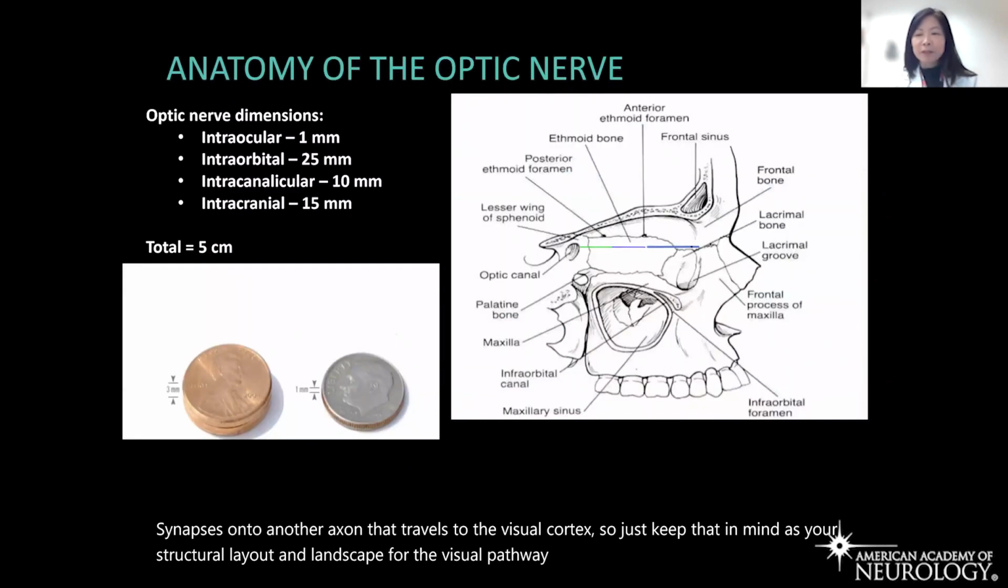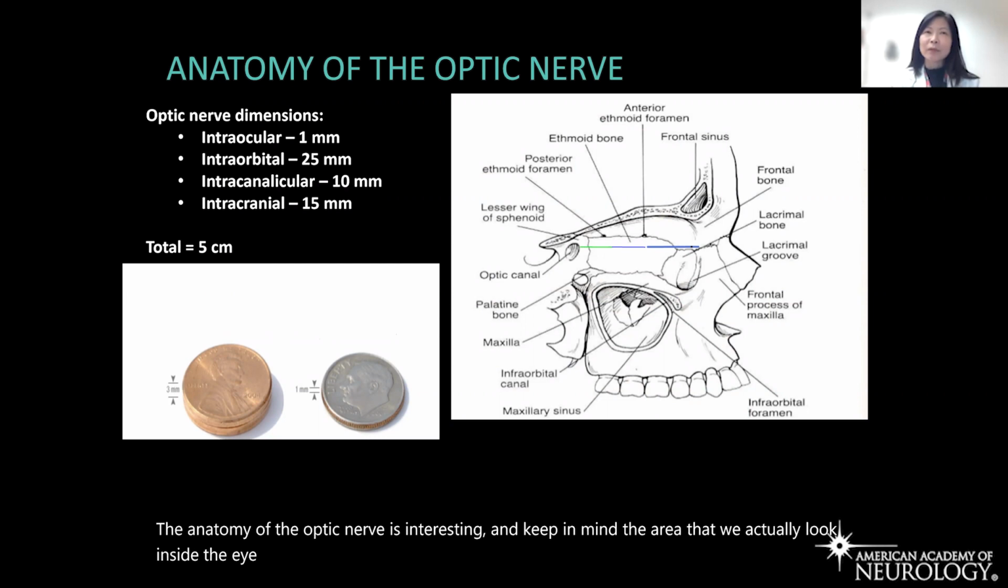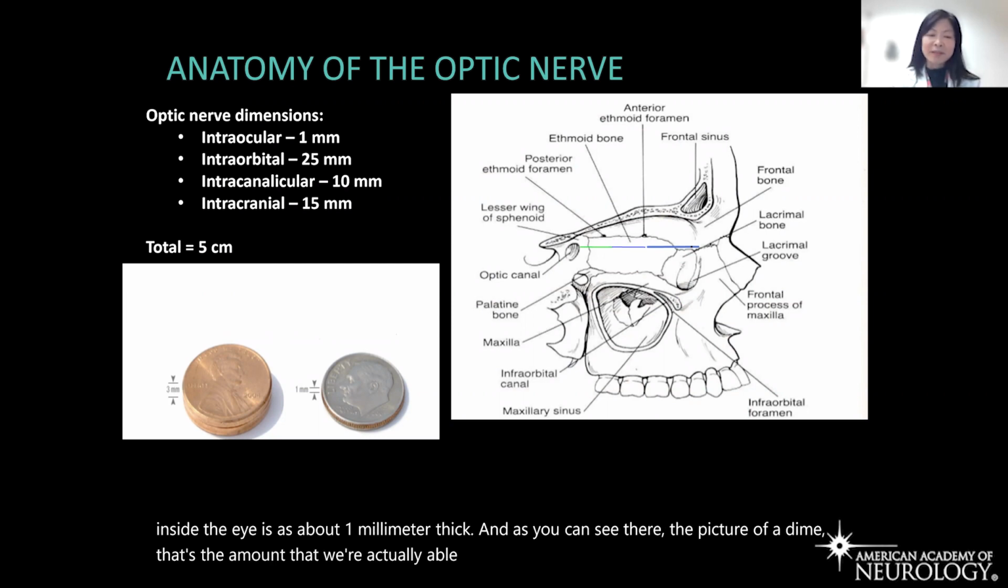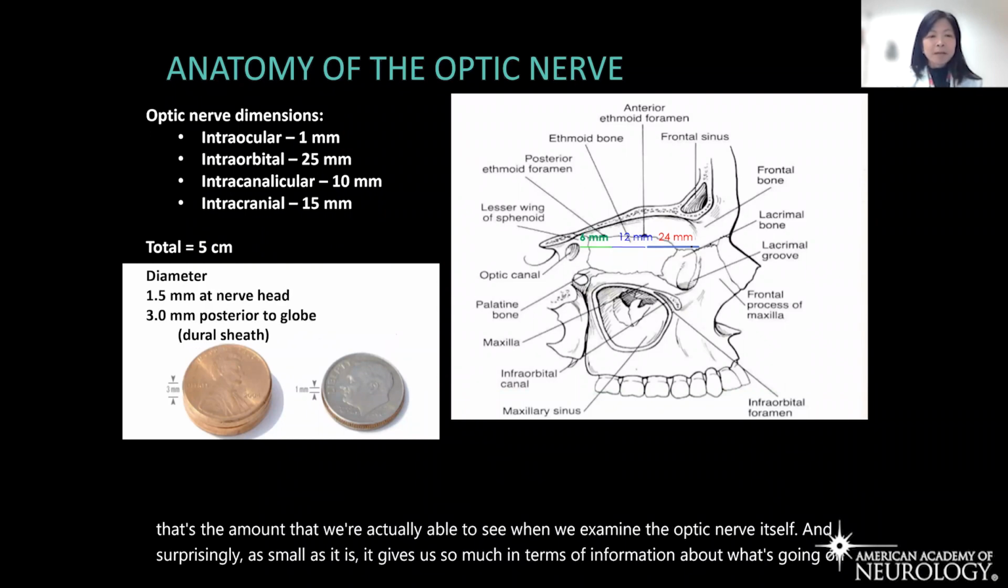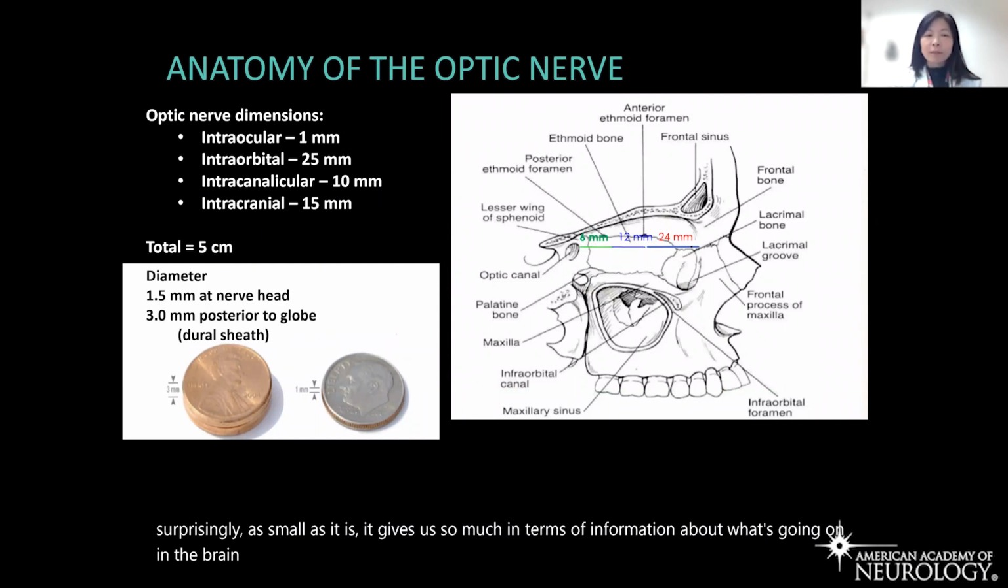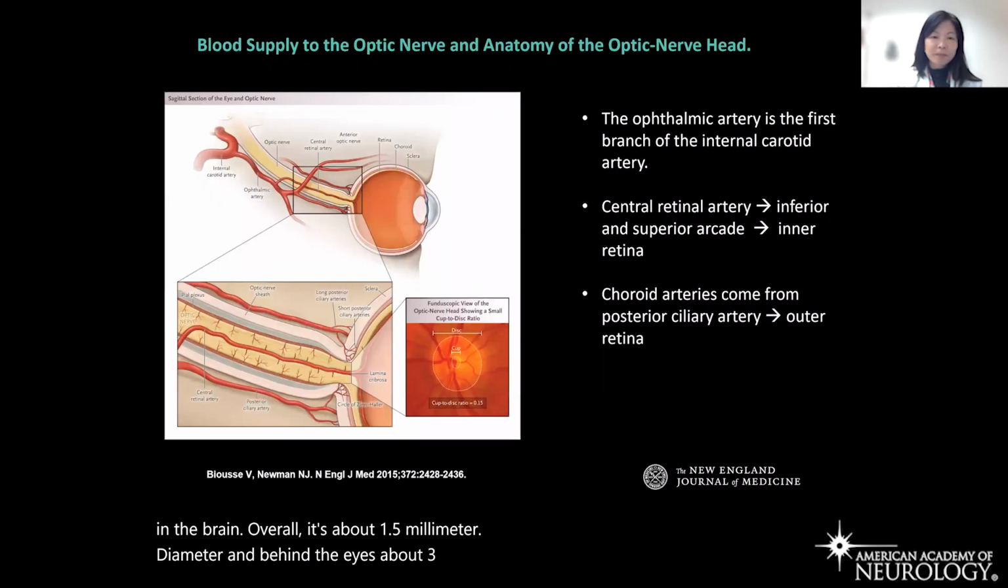The anatomy of the optic nerve is interesting. Keep in mind the area that we actually look at inside the eye is about 1 millimeter thick. As you can see in the picture with a dime, that's the amount that we're actually able to see when we examine the optic nerve itself. And surprisingly, as small as it is, it gives us so much information about what's going on in the brain.